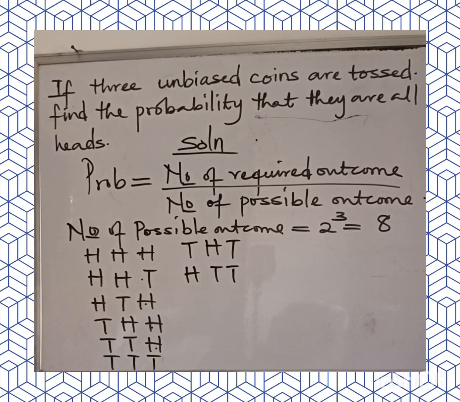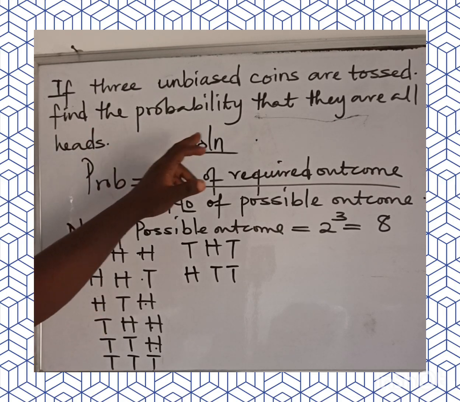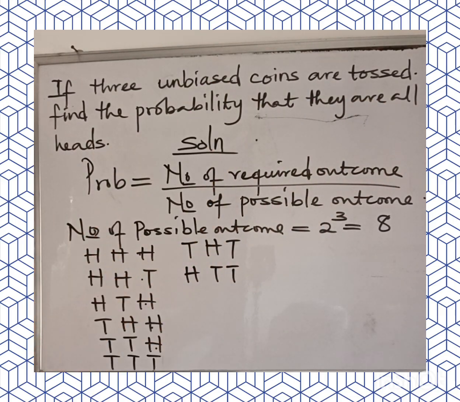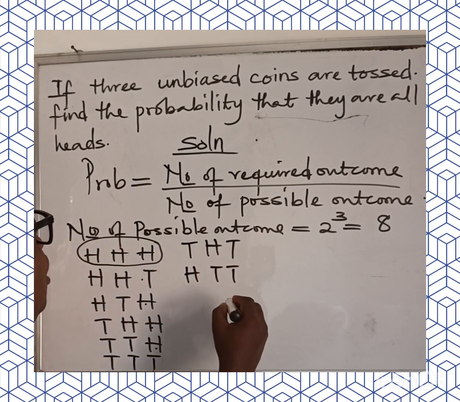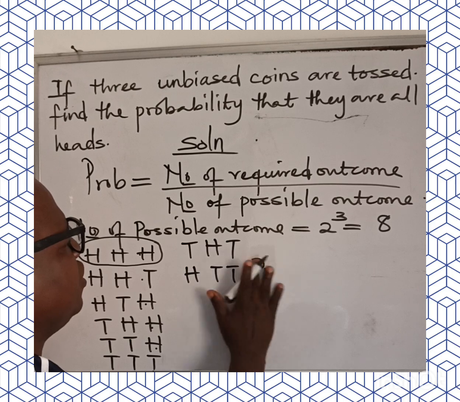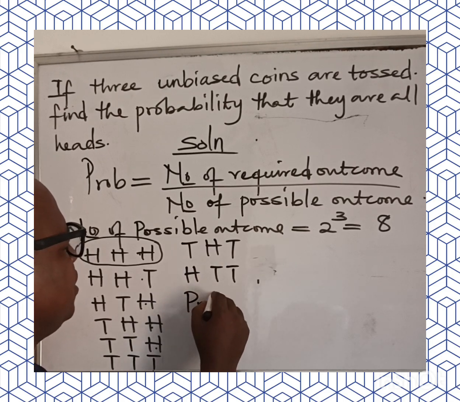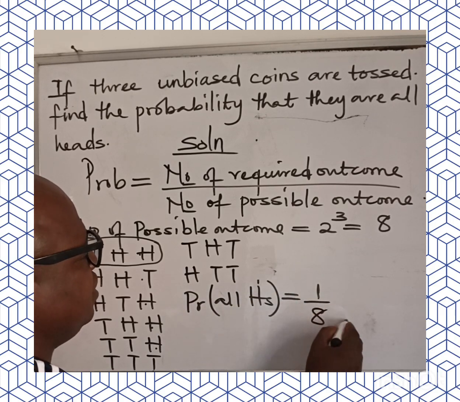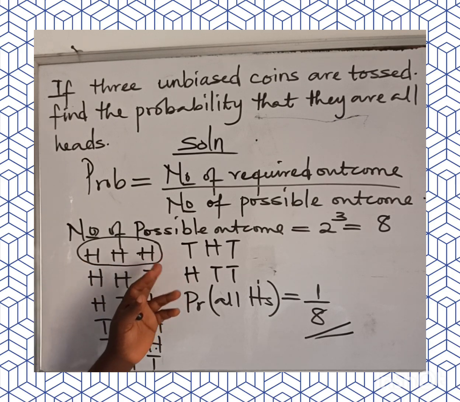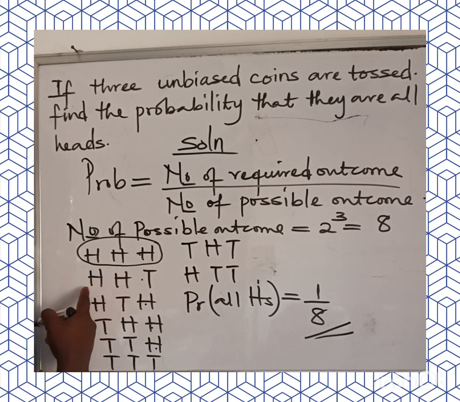I have 8 here. So from there, they said find the probability that they are all heads. Where do we have all heads here? All heads only appear once here. So the answer will now be the probability. Let me write it here. Probability of all heads will be 1 all over 8, because we have just one all heads and it appears just once. Here we have 2 heads, here we have 2, here we have 2.